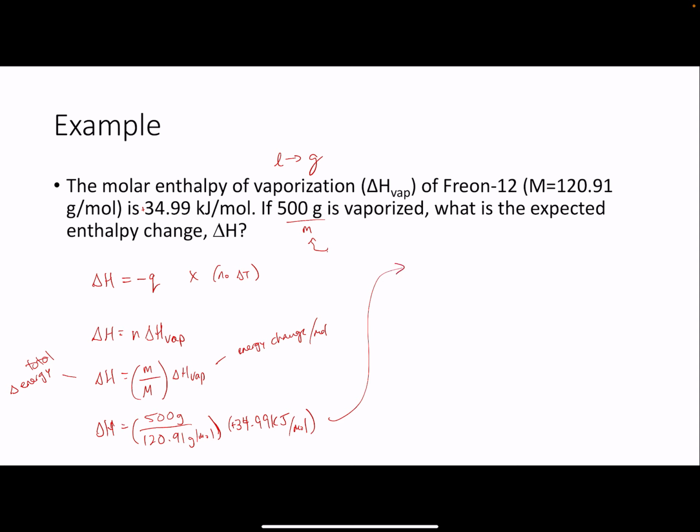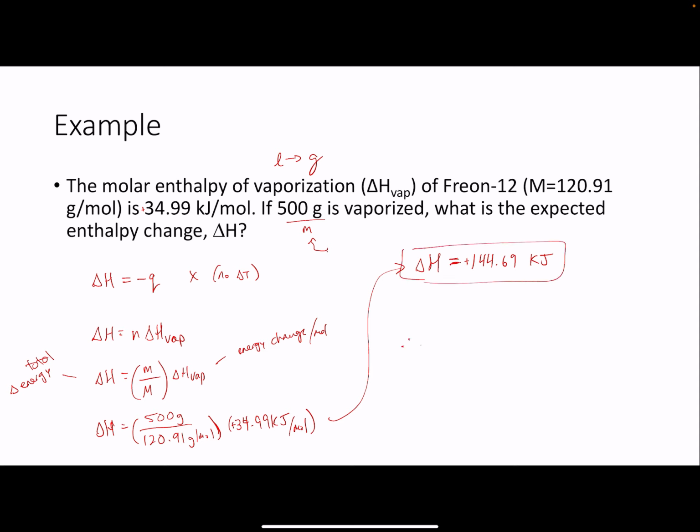Okay, so we can take that up here, punch those numbers in our calculator. We'll leave a couple. 500 divided by 120.91 times 34.99. What we're going to get is 144.69 kilojoules. And note the sign on this. This is positive. Okay, we're going to put that in here because it's important.